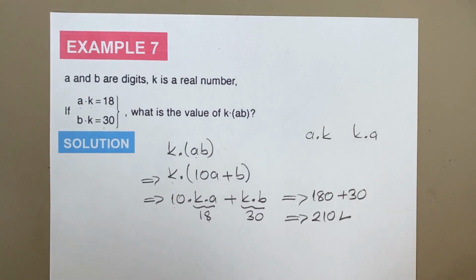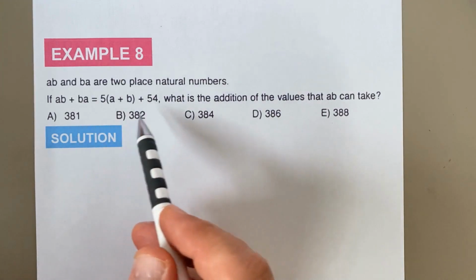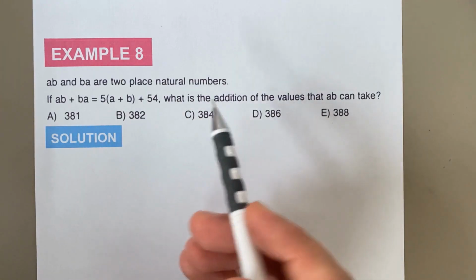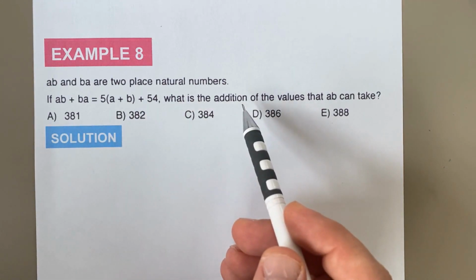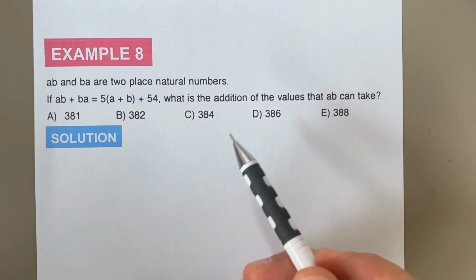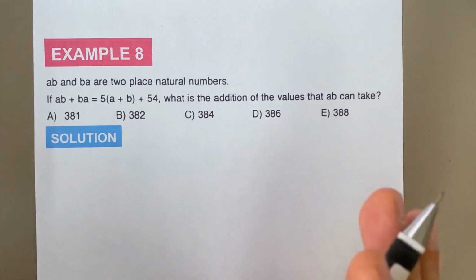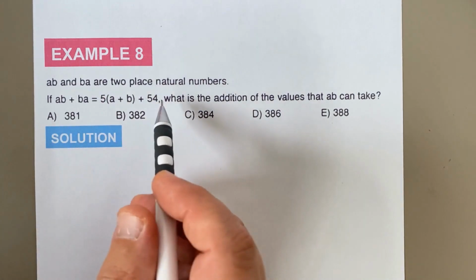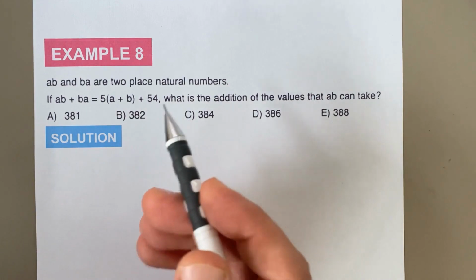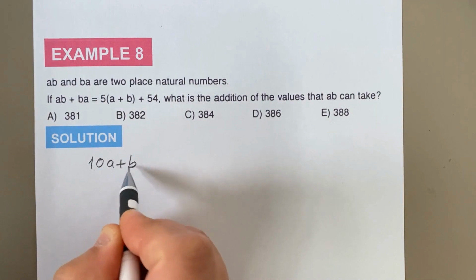Move on to the next example. Let's move to our example. Let's look at the question. AB and BA are 2-digit natural numbers, and an equation has been given. And it asks us for the sum of the possible values that the number AB can take. So how are we going to do this? We're looking carefully. Now, since it says 2-digit, I need to analyze it again. When I analyze this, I can write it like this. Right.